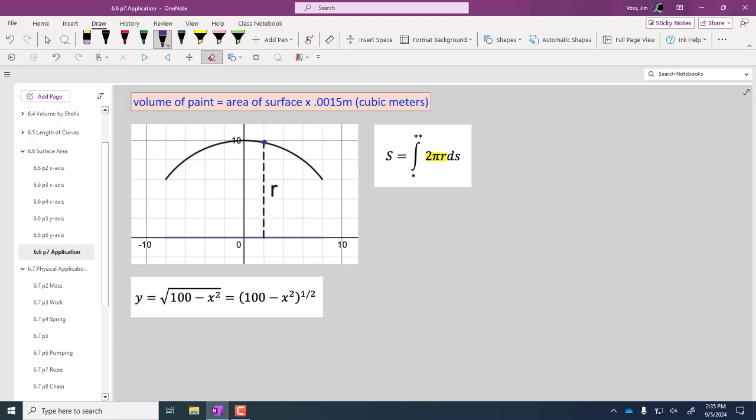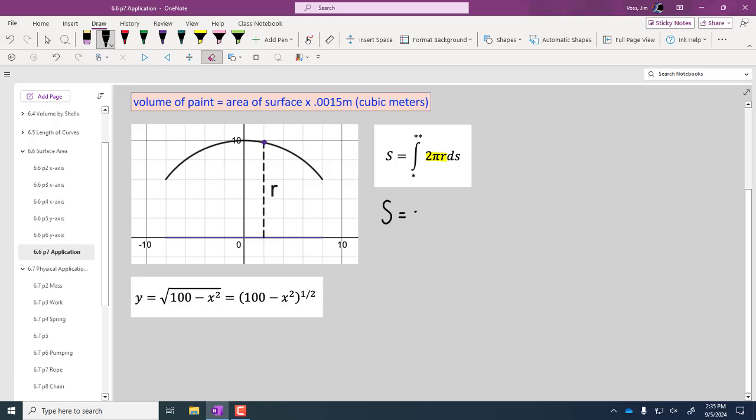And then that ds is a diagonal little segment, so that creates a frustum of a cone, a mini area. If we add up all those mini areas by integrating, we get the total area. The problem is we don't know limits of integration with respect to s, so we have to convert to x or y. That's done with the Pythagorean theorem, and we've seen it with arc length, what it looks like. We've seen it a bunch.